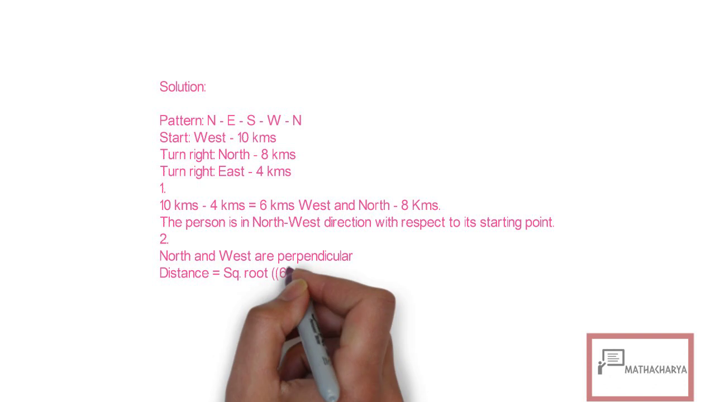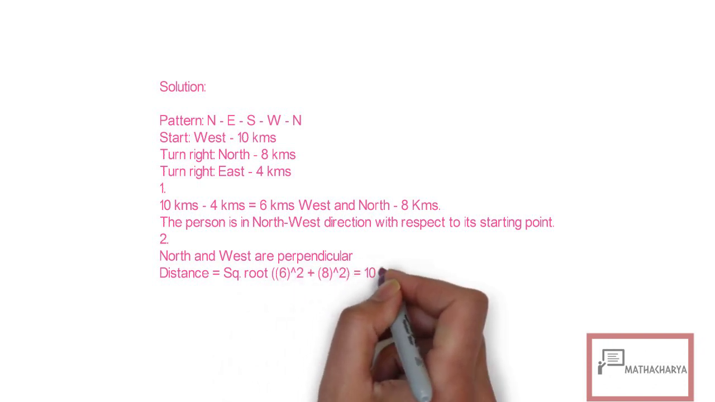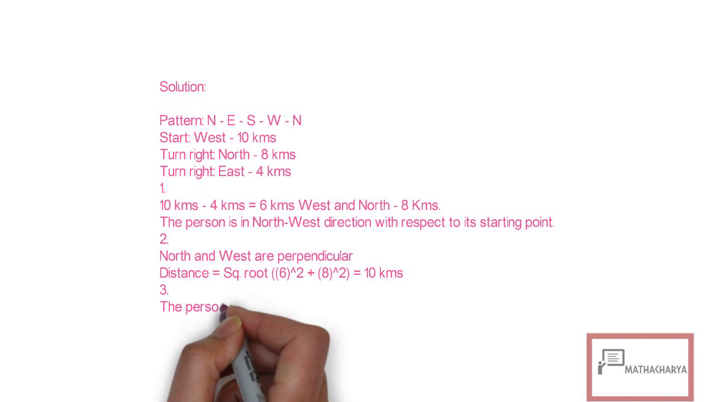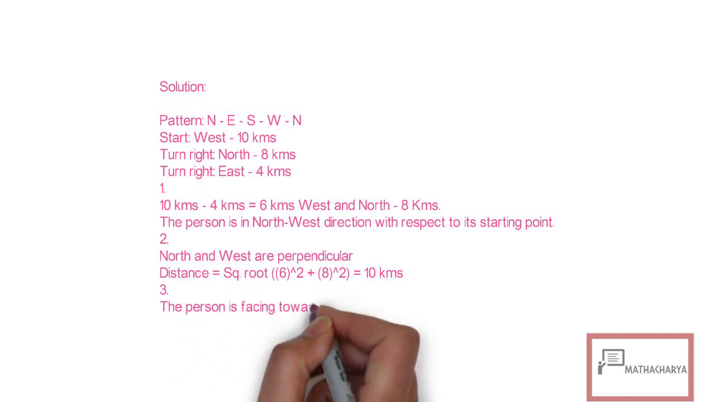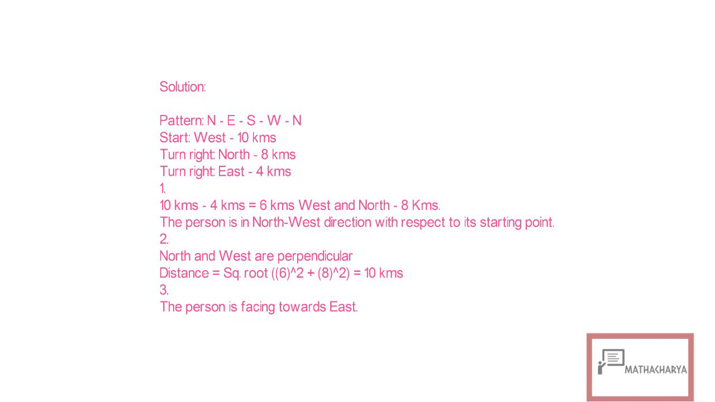Our second part is distance between starting point and final point. We already know from our first part that Vijay is in northwest direction with respect to his starting point, and we also know that north and west are perpendicular to each other. Thus, we can calculate the distance by Pythagoras formula, that is distance is equal to square root of perpendicular square plus base square. On calculating, we get Vijay is 10 kilometers away from his starting point. In the third part of our question, the final direction faced by Vijay is asked. When we follow the pattern, we find that at the last right turn, the person is facing towards east.